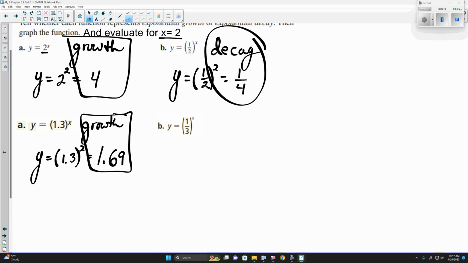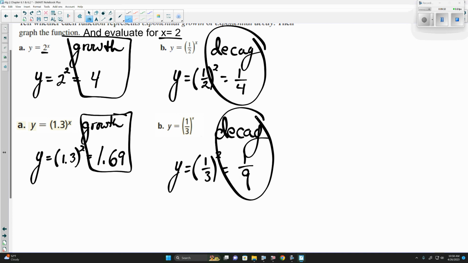Now let's look at the last one. Y is equal to 1/3 to the x. This would be decay because 1/3 is less than 1 but greater than 0, so it is decay. And if we do y equals 1/3 squared, we would get 1/9. Questions on this here? Right, we're doing 1 times 1 and 3 times 3. 1/3 times 1/3 gives us 1/9. Now, any questions on any of this here?